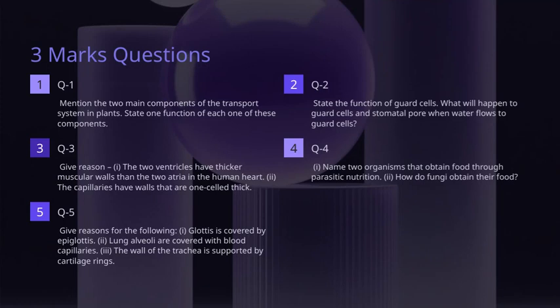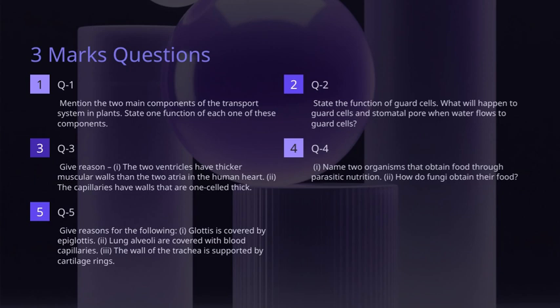Let's examine some organisms that obtain food through parasitic nutrition. 2 common examples are tapeworms and lice. These organisms live on or inside their hosts, deriving nutrients directly from them, often causing harm in the process. Moving on, how do fungi obtain their food? Fungi are decomposers. They absorb nutrients from organic matter by secreting enzymes that break down complex substances into simpler forms they can absorb. This mode of nutrition is called saprotrophic nutrition.